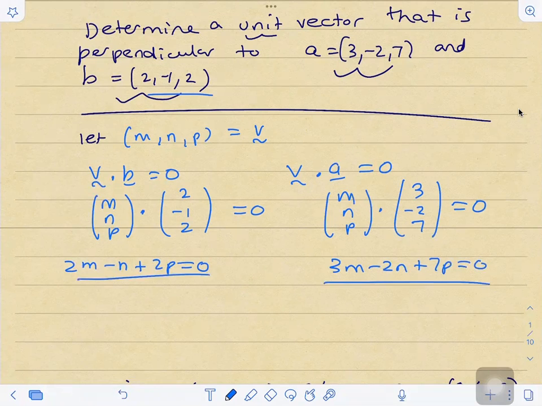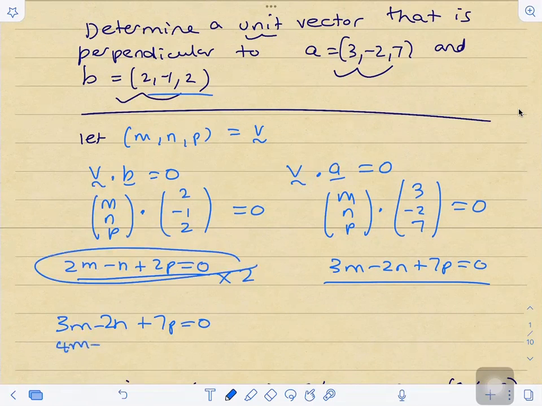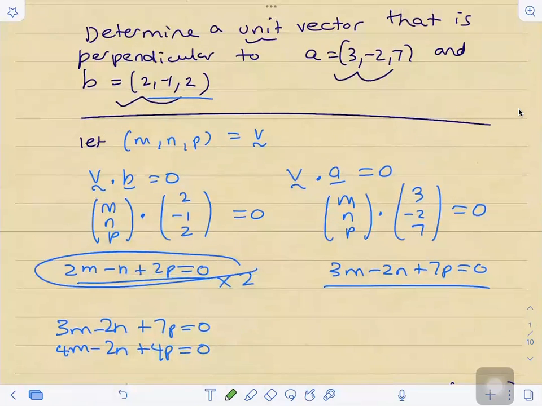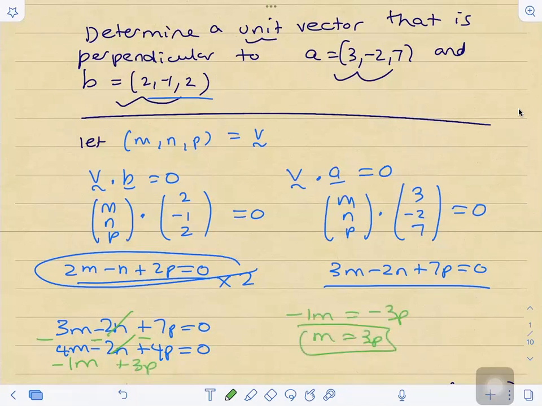So if you take these two equations, we're just going to eliminate a variable. So you've got 3m minus 2n plus 7p is 0. And if I take the other one and I times it by 2, I'll get 4m minus 2n plus 4p equals 0. So now all I need to do is take these away from each other: 3m minus 4m is minus 1m. That will go out. 7p minus 4p is plus 3p. So that's minus 1m equals minus 3p. So m is equal to 3p.